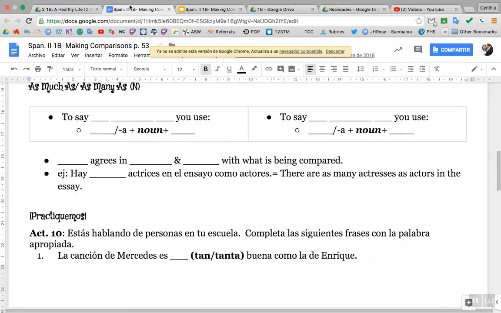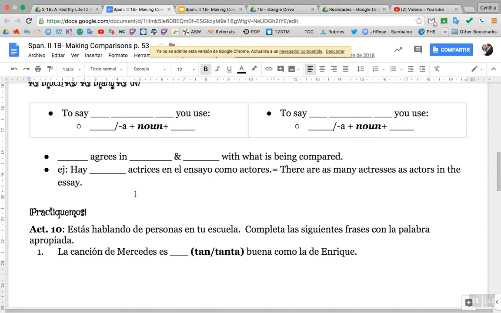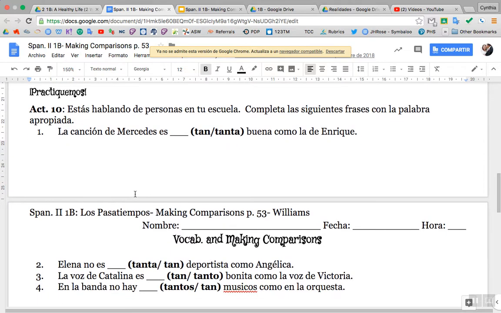Alright, let's see where we're at on our PowerPoint. Practiquemos. La canción de Mercedes es blank. What is being compared here? The word that follows the blank is buena. Buena means as good as, or I'm sorry, it means good. That would be an adjective. It's a describing word versus a noun, which would be a thing. So we know we're going to use tan.